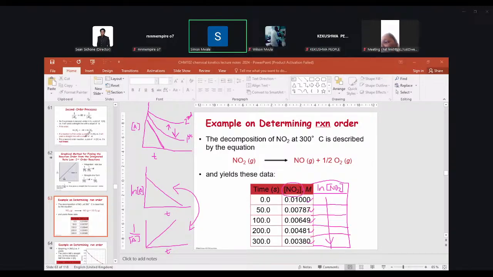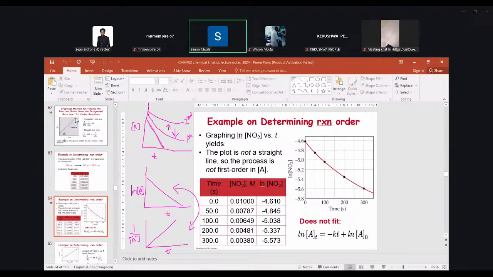So here, I think I did that for you. Let me just move to the next slide. So going to the next slide, you can see that I've extended this table and I've calculated the natural log of the concentration for the nitrogen dioxide. And these are the values here. You can see the values there.